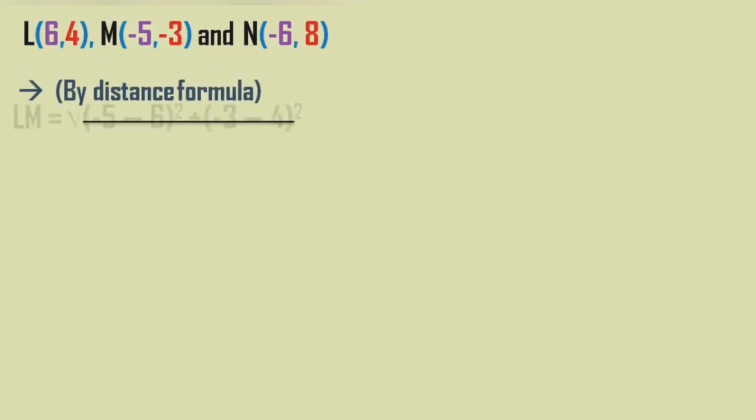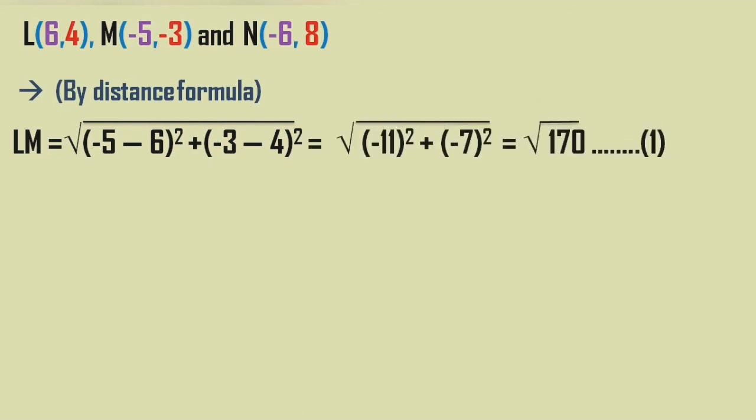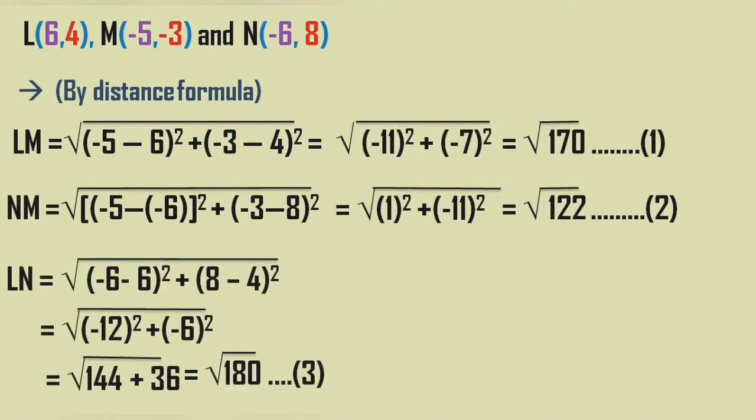The moment you utilize the distance formula, substitute the values and get the answer, you will come to know that the value for LM is under root 170, for NM it is under root 122, and for LN it is under root 180. Boys and girls, there is no need to go beyond this calculation, because the moment you apply the square for these root numbers, it becomes easier to calculate them.